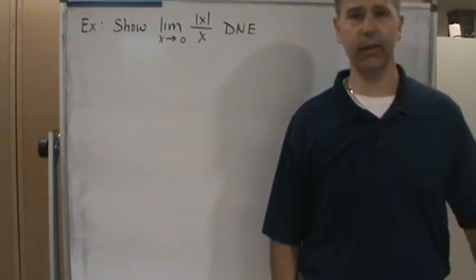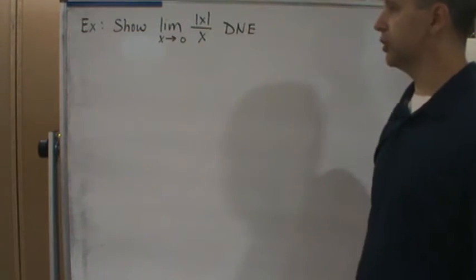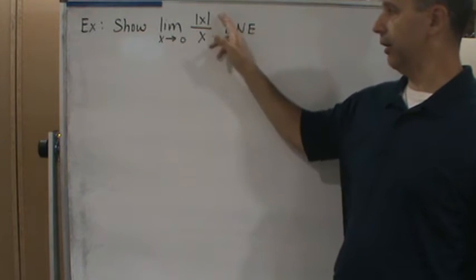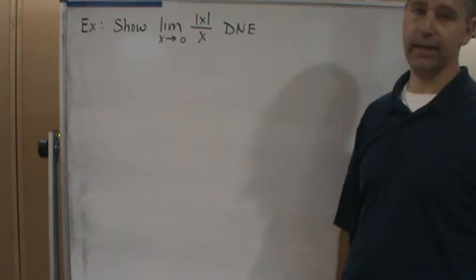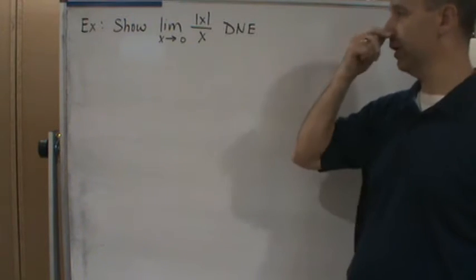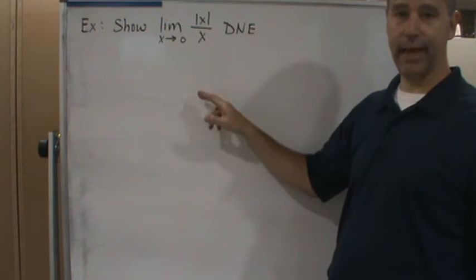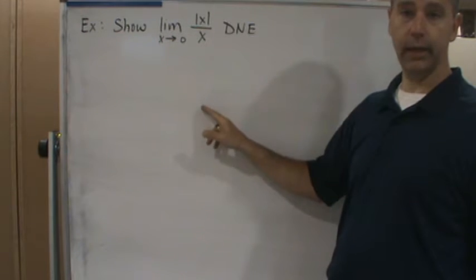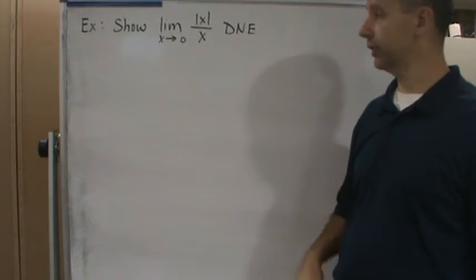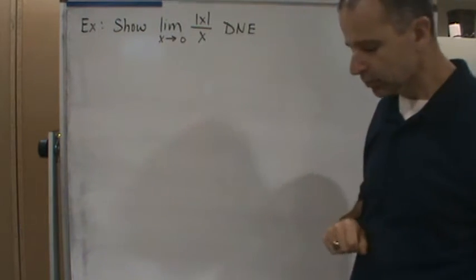Okay, welcome back, and now let's do an example, and we're going to show that the limit of absolute value of x over x as x approaches 0 does not exist. Now, we've seen this one before. There's a jump in the graph at 0 where it goes from -1 to 1. Okay, so there's a hole in the graph.